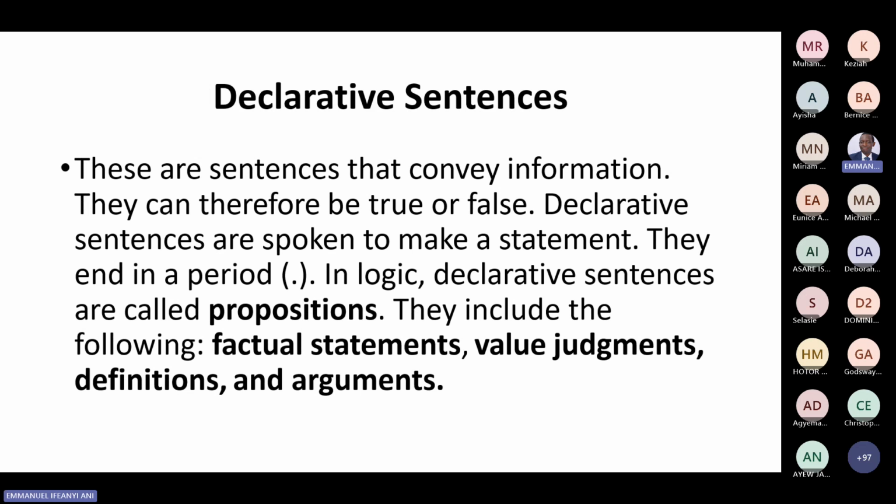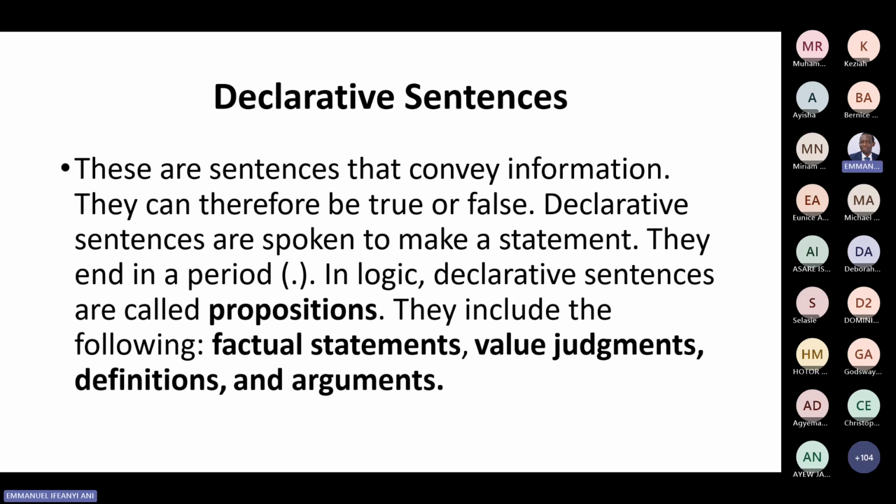Let's look at declaratives. Declarative sentences are sentences that convey information. So you can see this is different from imperatives and interrogatives. Declaratives are spoken to convey information. They can therefore be true or false. So when you are conveying information, you can be accused or charged for being true or false. Declarative sentences are spoken to make a statement. They end in a period. So of course, others end in a period too, except the interrogatives.